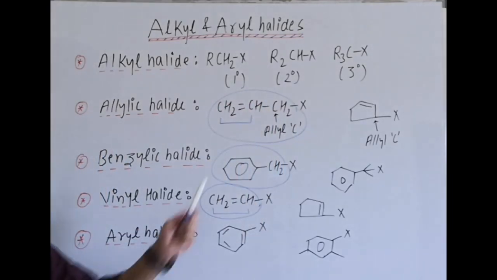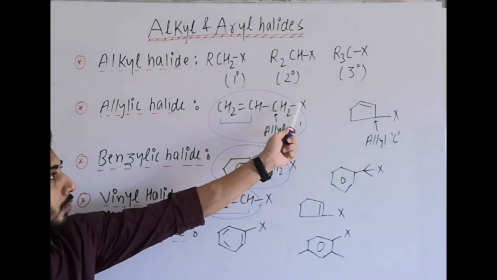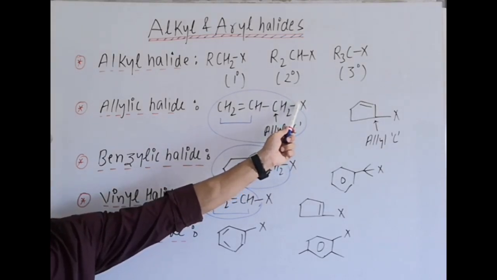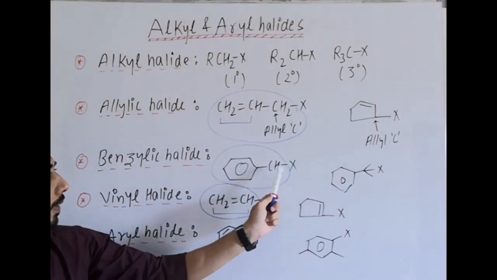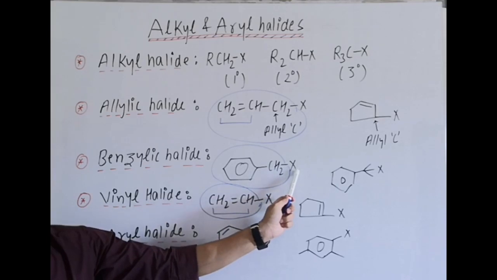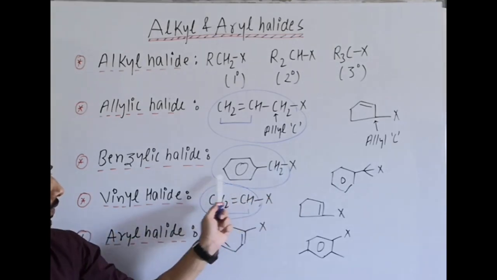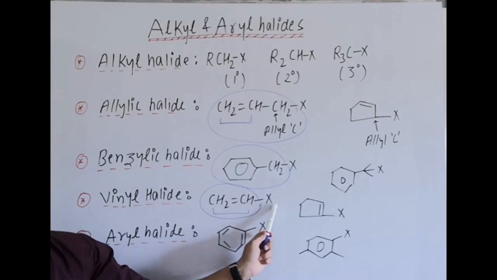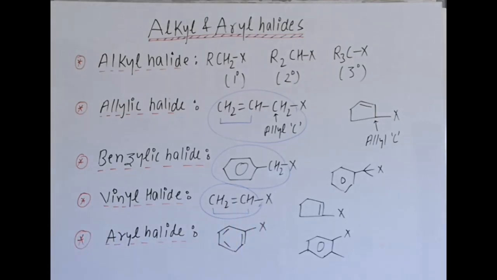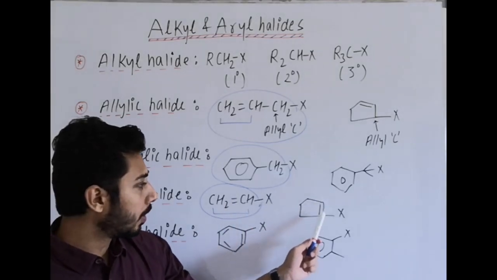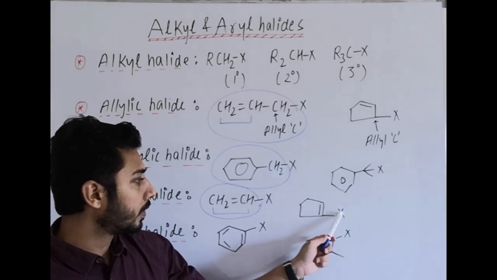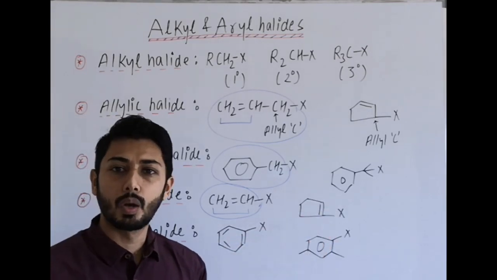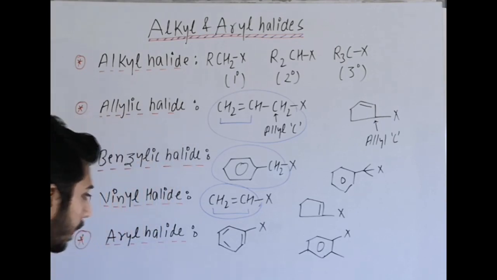So here, allyl group: halogen attached to an sp3 carbon, allyl halide. Benzyl group: sp3 carbon attached with halogen, benzyl halide. This is the vinyl group. To this vinylic carbon, which is sp2, halogen is attached, this is vinyl halide. Similarly here, the double bond carbons are both sp2, with this halogen attached, this is also an example of vinyl halide.